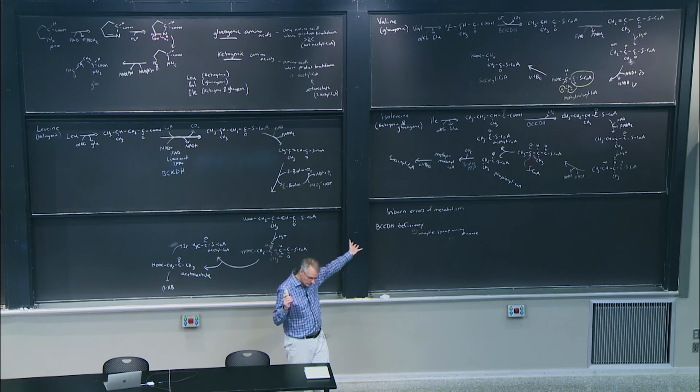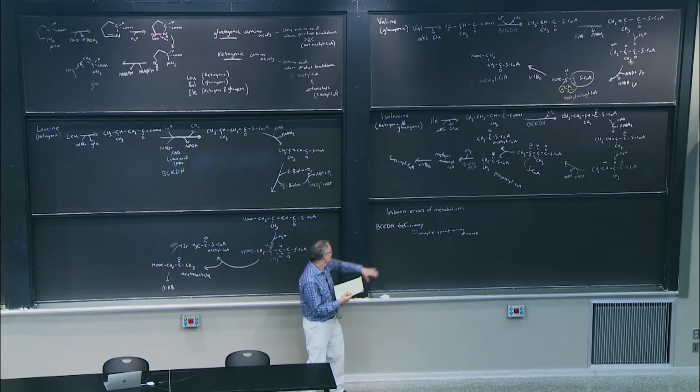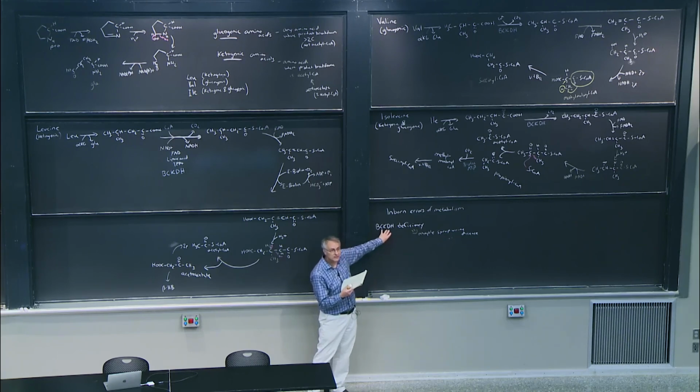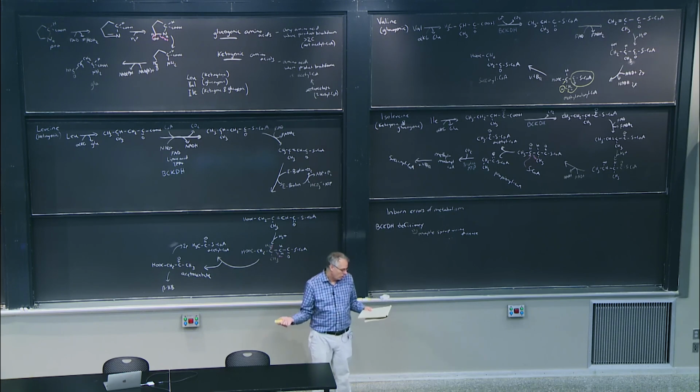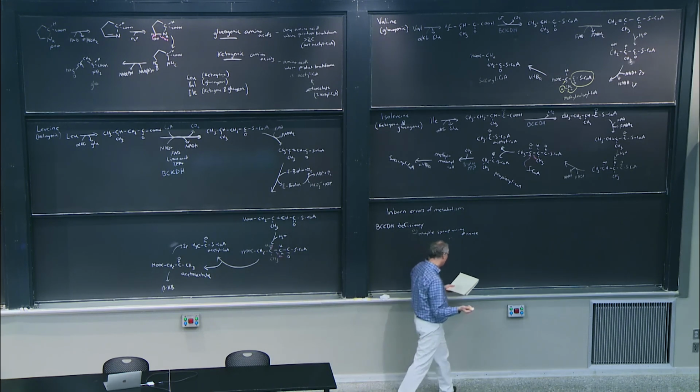So maple syrup urine disease is caused by an inability to break down branched chain amino acids because you're deficient in the enzyme branched chain keto acid dehydrogenase, which catalyzes the step I showed you up there in breakdown of all 3 branched chain amino acids. By no means is this the only one. Often these are associated with amino acid breakdown.